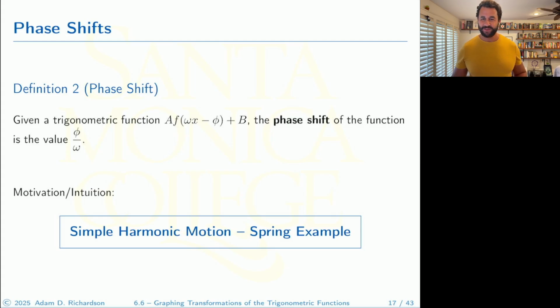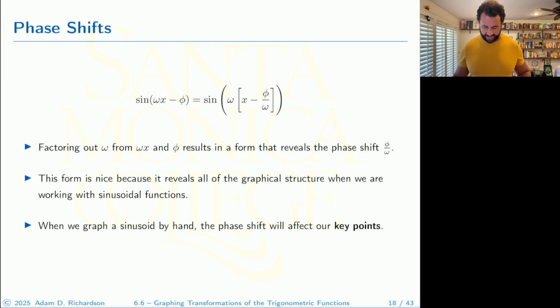So that's why it's called a phase shift. And if you're uncomfortable just reading it off as phi over omega, then you can actually factor omega out of both of those terms and rewrite the function like so, just like we did back in chapter 2. Now you can visibly see the phase shift. Now, why is this important? Well, if we have a phase shift, then that is going to affect our key points. The phase shift will affect where those key points lie. And that's what we're going to talk about now.